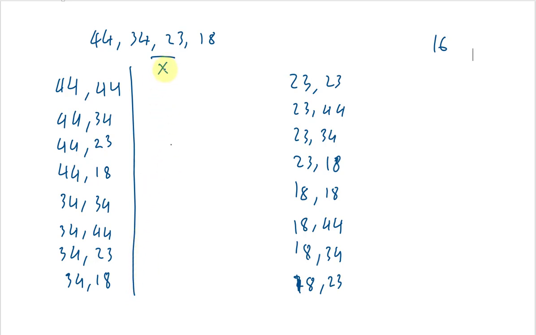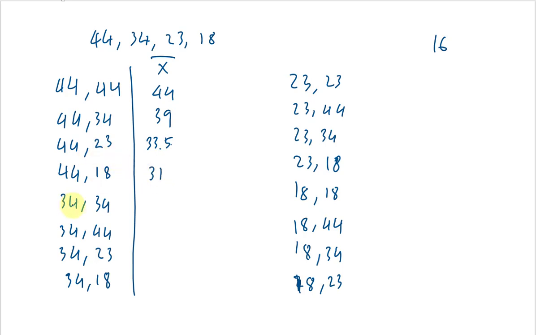So the sample mean, that means we add them, we divide by 2. Okay. So 44 add 44 divided by 2 is 44. 44 add 34 divided by 2 gives me 39. 44 add 23 divided by 2 gives me 33.5. 44 add 18 divided by 2 gives me 31.